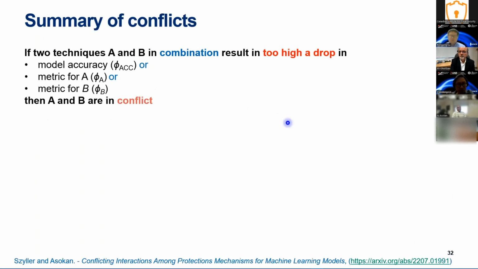But when we combine 2 methods, we decide that the 2 methods are in conflict if any of the 3 metrics, either the accuracy, or the metric for the first defense, or the metric for the second defense, drops below a certain threshold. So if the combination causes an unacceptable drop in any of them, then we declare that as being in conflict.